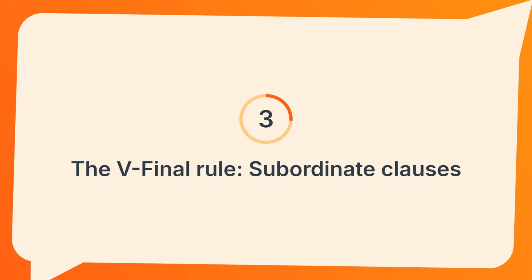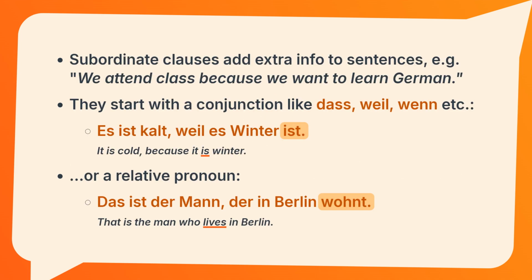And the last rule is the V final rule for subordinate clauses. Subordinate clauses are parts of a sentence that provide additional information and can't stand on their own. In the sentence, we attend class because we want to learn German, we attend class is the standard part of the sentence, and because we want to learn German is the subordinate clause that adds on some extra information.